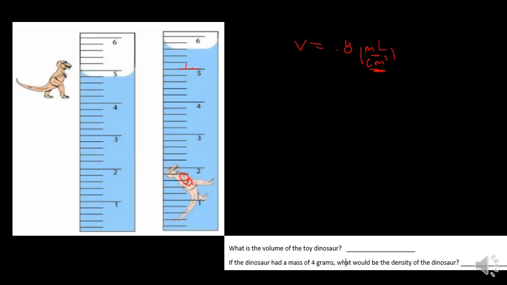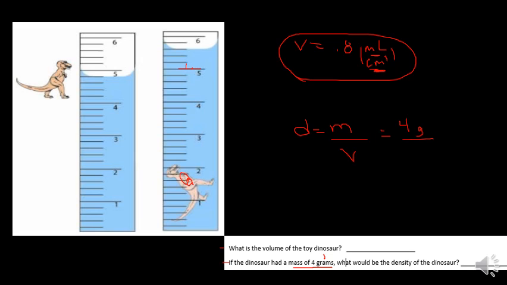The second part of it says, if the dinosaur had a mass of 4 grams, what would be the density of the dinosaur? All right, you see a lot of these images going with density as well, because part of finding density is finding the volume, which we've already done. And they've given us the mass right here. The formula for density is density equals mass divided by volume. They've already given us the mass right down here. It's 4 grams.